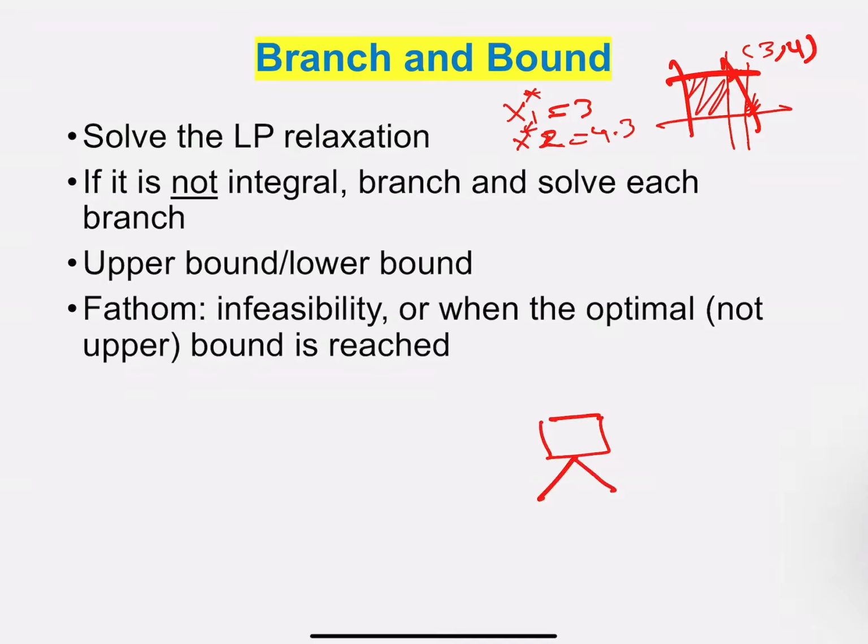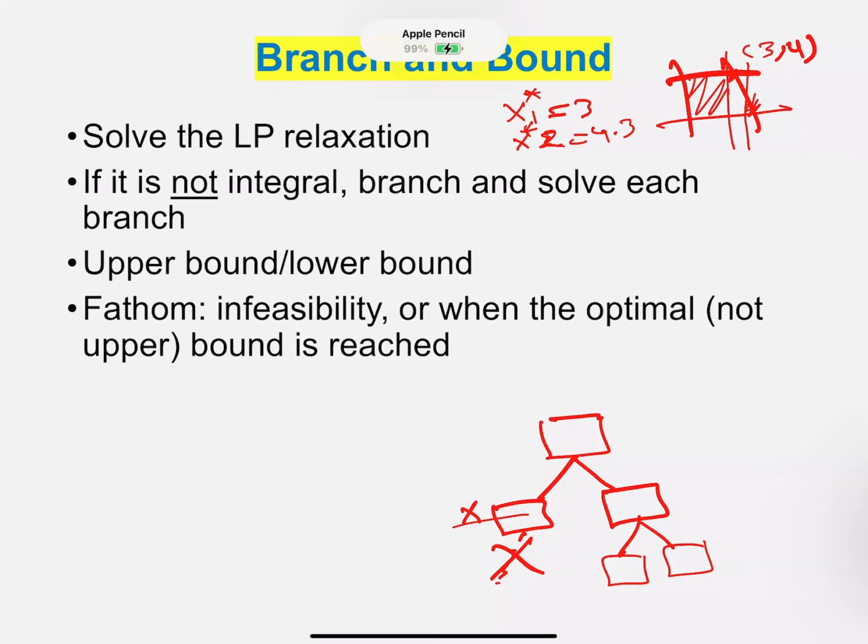When you're branching, if for whatever reason you decide that you're not gonna continue exploring that branch, you say we fathom it, which means we stop here. There is no reason to explore it further. You will see why. There are a lot of very interesting, important concepts in optimization that we will learn in this explanation of branch and bound. Okay, any questions so far?